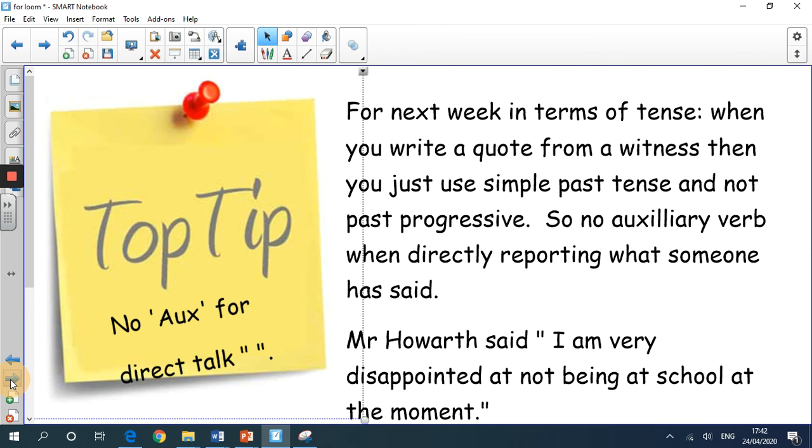And I just wanted to give you a top tip about verbs for next week. So for next week, in terms of tense, we go back to tense now. When you write a quote from a witness, then you just use the simple past tense and not past progressive. No auxiliary verb when reporting what someone has said.